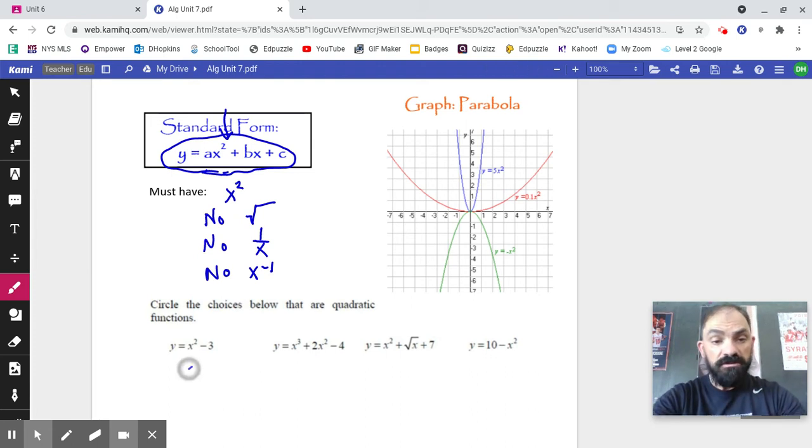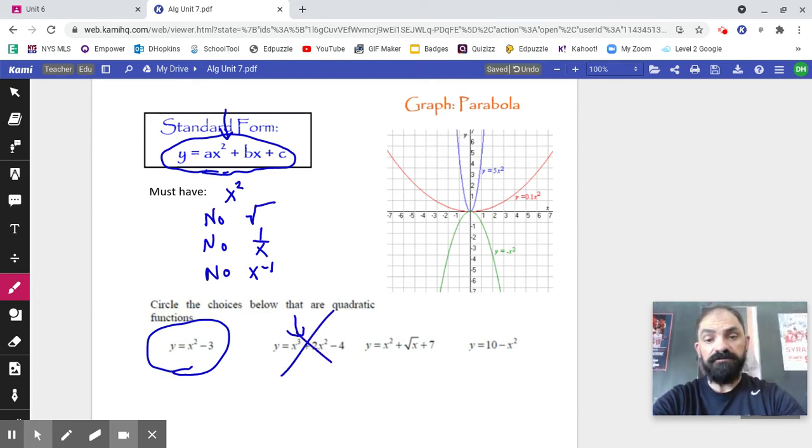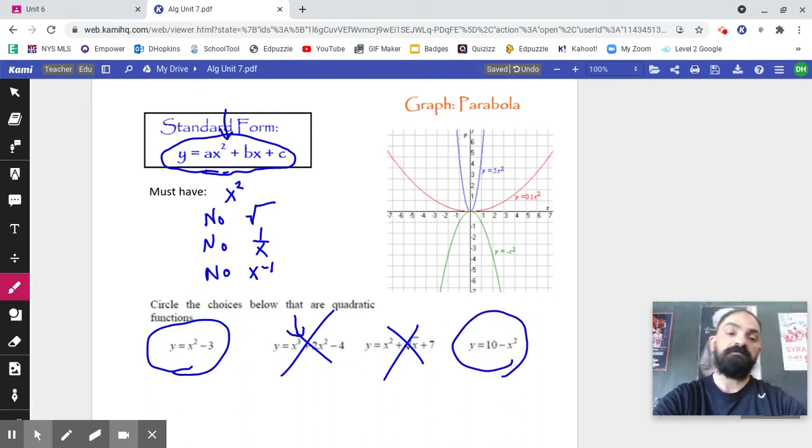Well, this one looks good. That's a quadratic function. This is bigger than 2, so no, not that one. This has a square root symbol with a variable inside it, so not that one. And this looks good. Those are quadratics.